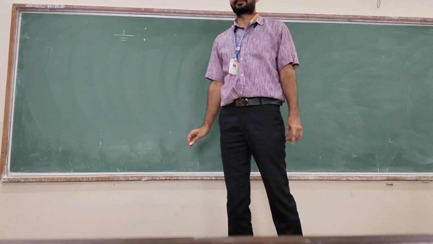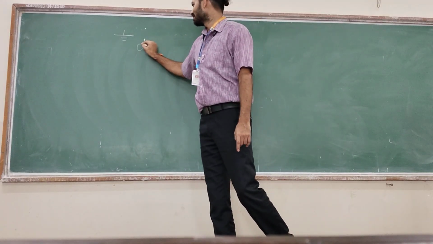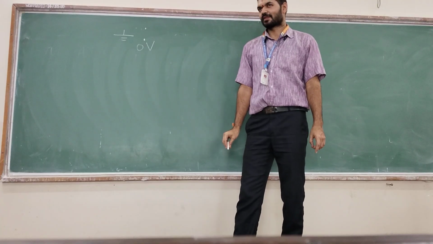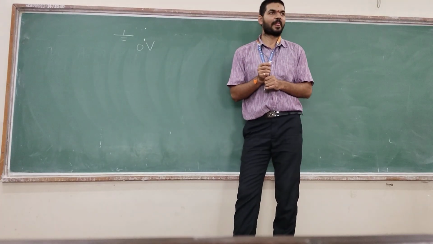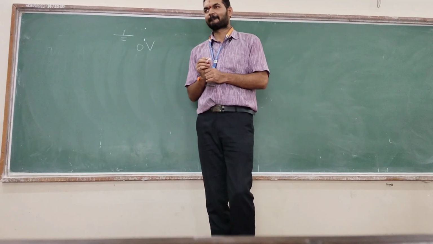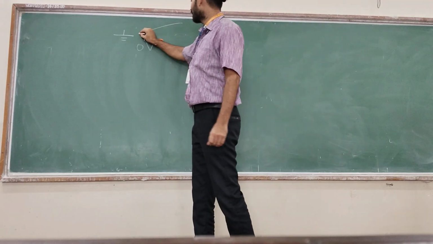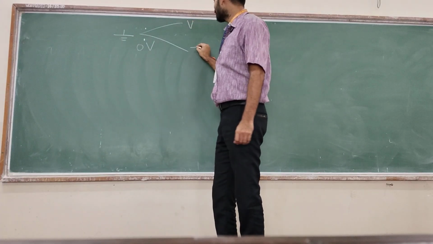What is ground? Zero potential. Few people say zero potential, correct? But actually, have you understood what is ground? So ground can be defined considering two parameters. One is voltage and one is current.